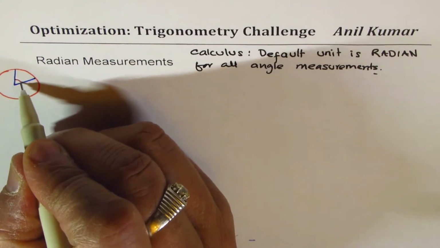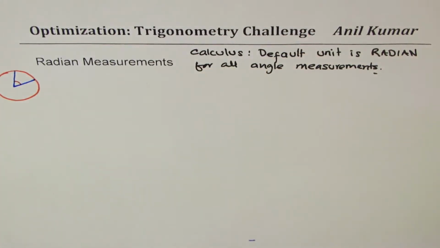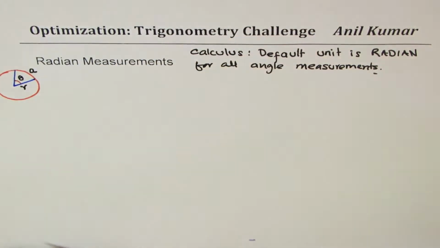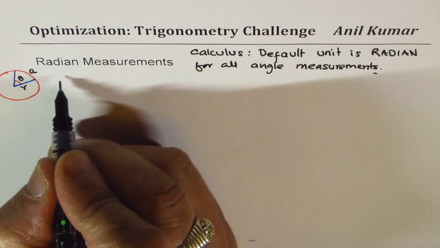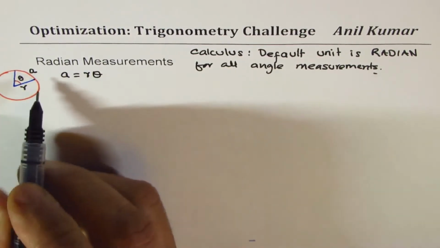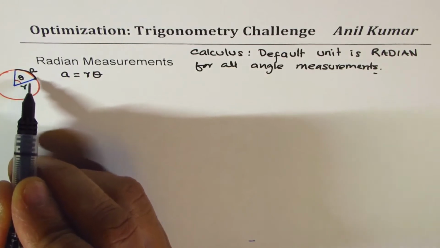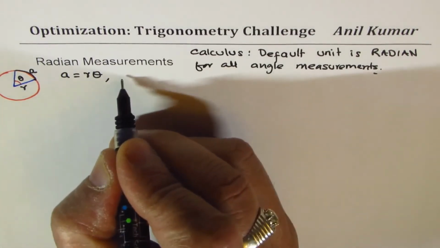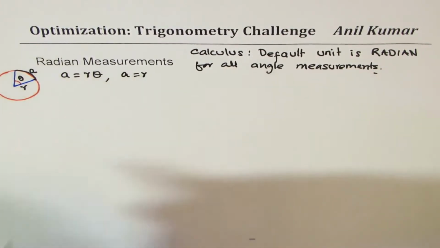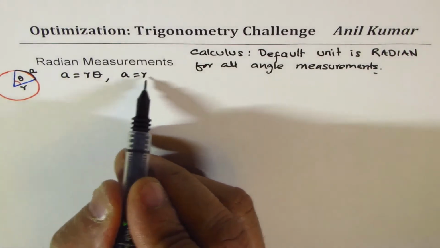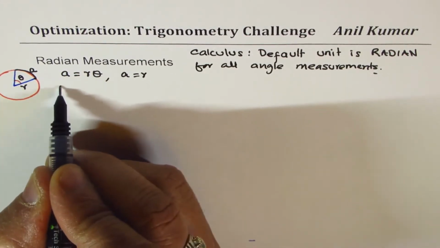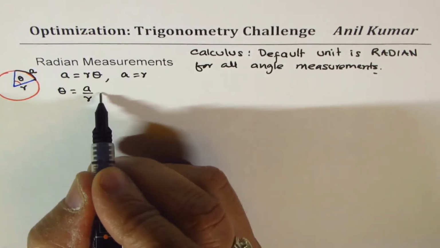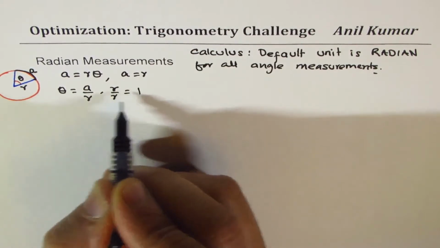So if the angle here is given to you as theta, A is the arc length, R is the radius. In that case, we know A equals R theta. The arc length, that means this length, is equal to the product of R and theta. Now, if A equals R, what happens? Basically I can write theta is A over R, right? If A equals R, then R over R gives 1.